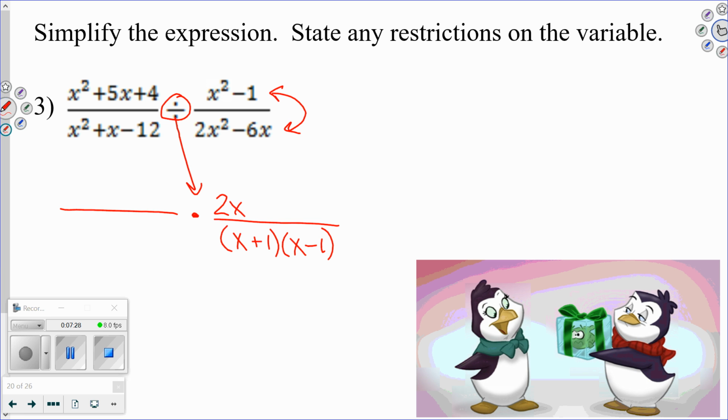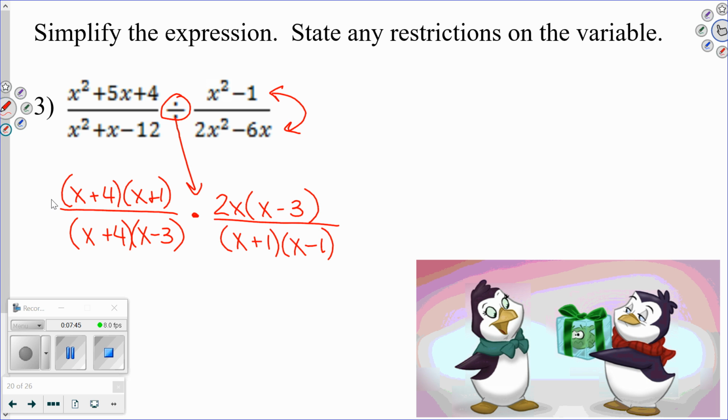I can take out a 2x. So I have x minus 3. Over here, this is going to be x plus 4 and x plus 1. And the bottom's going to be x plus 4 and x minus 3. So there's your all factor.